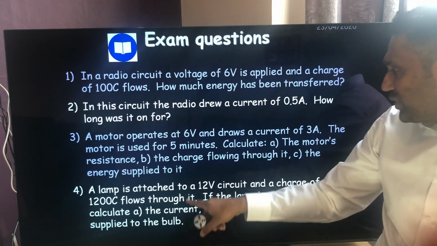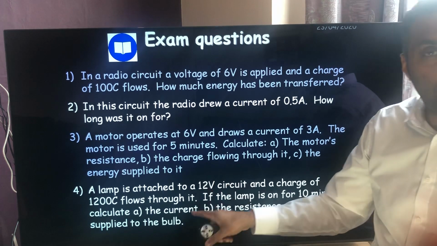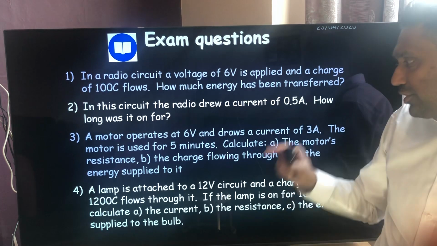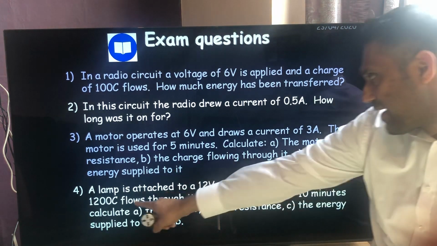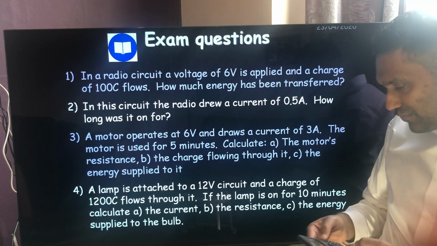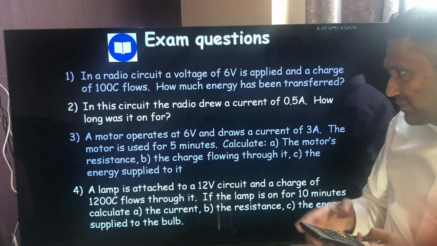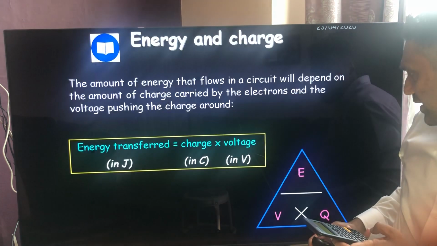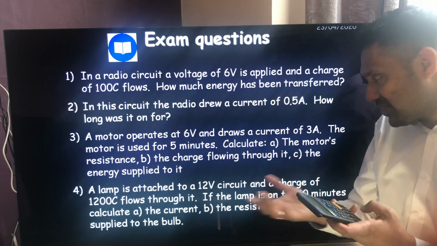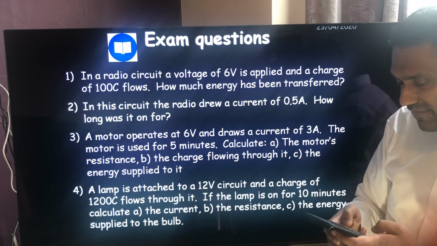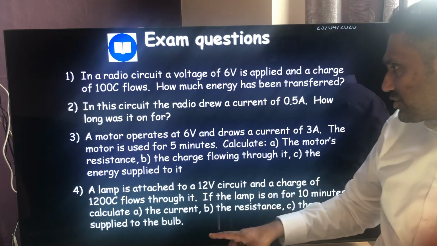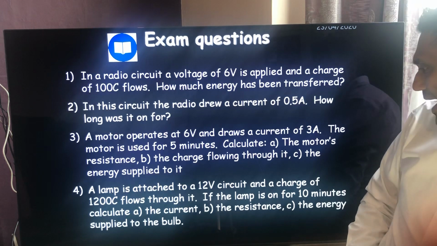Calculate the current again. Well, current is Q divided by T. Because Q equals IT, so I is Q over T. So Q is there, the T is there. So I've got 1,200. 1,200 is my Q. My T is 10 minutes, which is 600 seconds. So that's going to be easy. So 1,200 divided by 600 equals 2. So my current is going to be 2 amps.